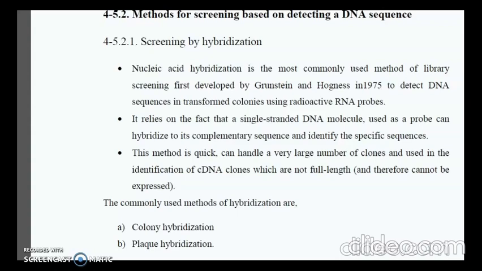It relies on the fact that a single-stranded DNA molecule used as a probe can hybridize to its complementary sequence and identify the specific sequences. This method is quick and can handle a very large number of clones and is used in the identification of cDNA clones. The commonly used methods of hybridization are colony hybridization and plate hybridization.